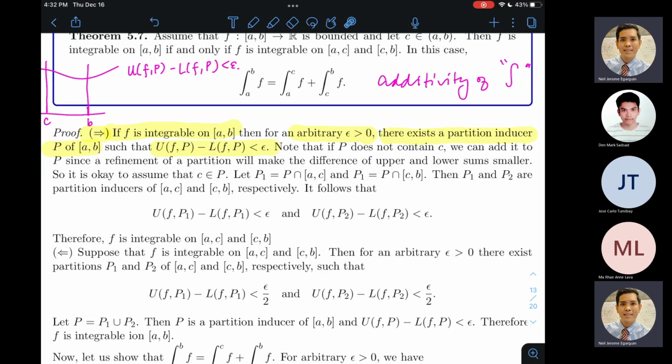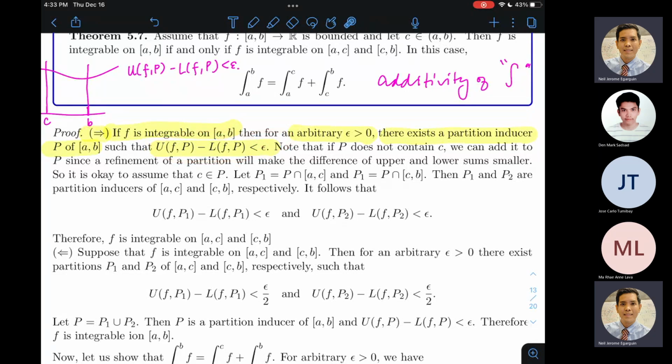Okay? Now, here I can assume, without loss of generality, that C is an element of the partition inducer P. Kasi kung si C ay hindi kasama kay P, alright? So kung si C ay hindi isa dun sa mga partition points o hindi siya member ng partition inducer P, pwede kong idagdag si C dun sa partition inducer P. Kasi nga kapag nagdagdag ako ng isang element, makakakuha ako ng isang refinement ng partition inducer. Kasi ang problema ko rito, hindi ako sure kung si C ay nasa partition inducer P that was the response to the epsilon.